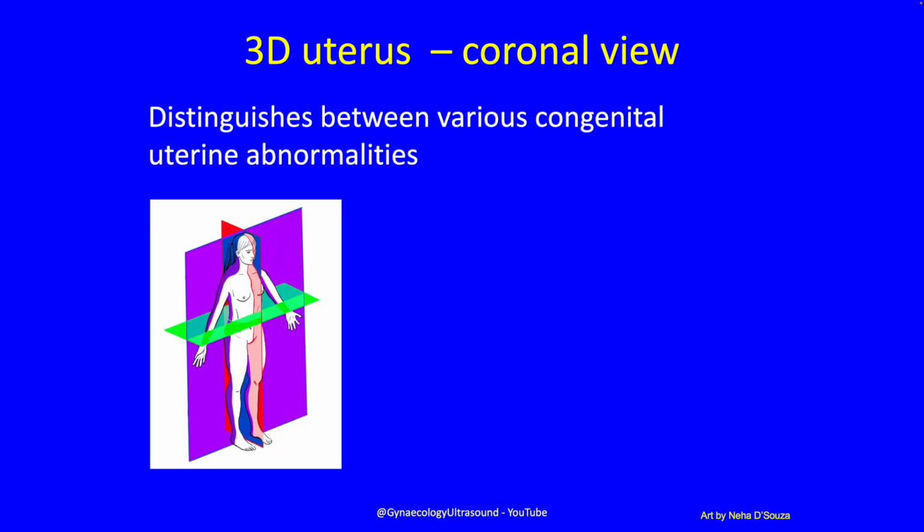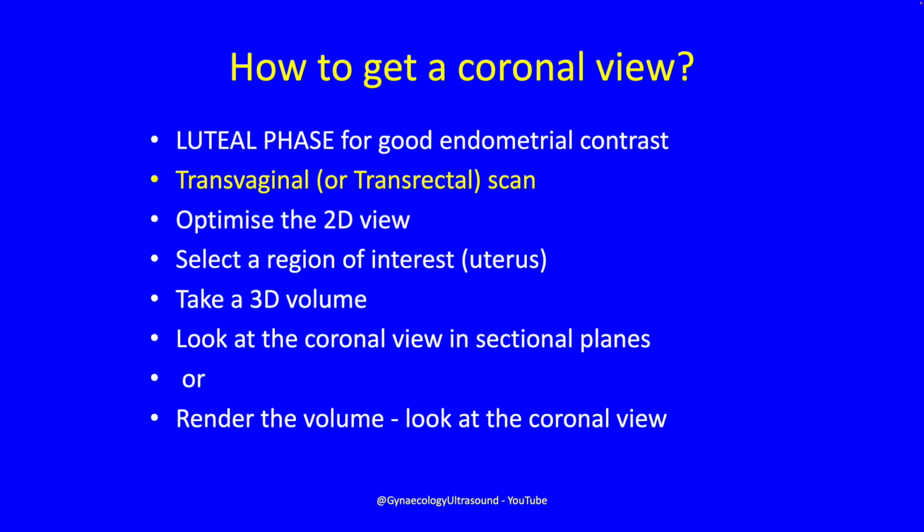The coronal view is the view in purple here, which divides you into a front half and a back half, and that will allow us to categorize the uterine abnormalities. So how to get a good coronal view? The best scans are done in the luteal phase because you get really nice contrast between the endometrium and the myometrium. Do the scan transvaginally or transrectally.